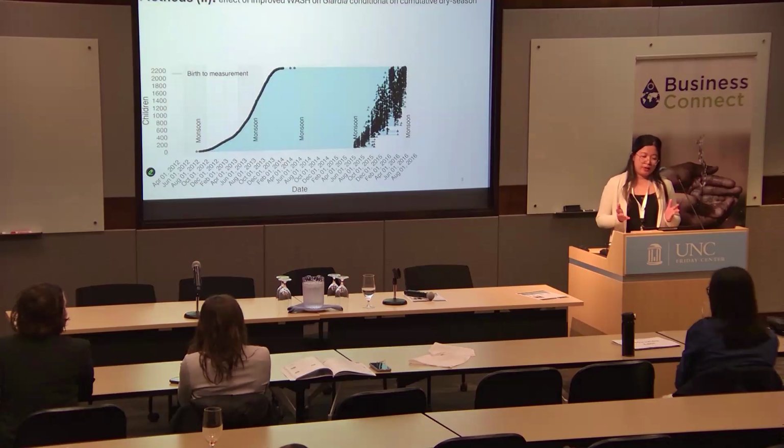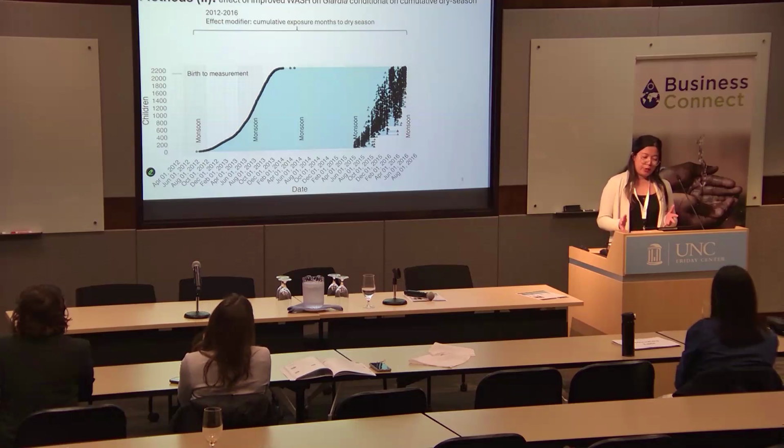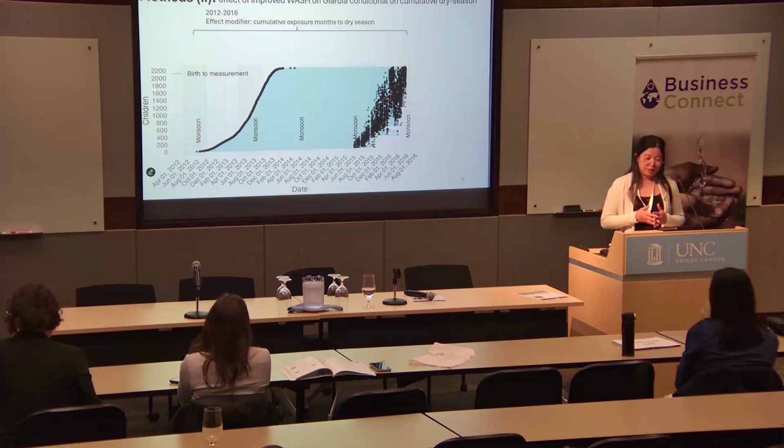So now we saw that the period of elevated Giardia risk was in the dry season at the time of measurement. So our next approach was to calculate each child's cumulative months of dry season exposure from the time of their birth to the time of measurement from 2012 to 2016.